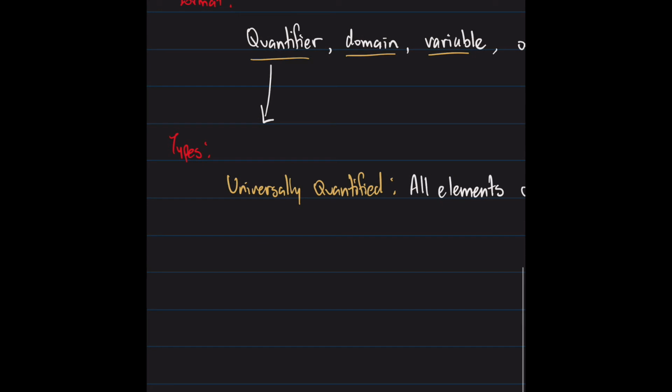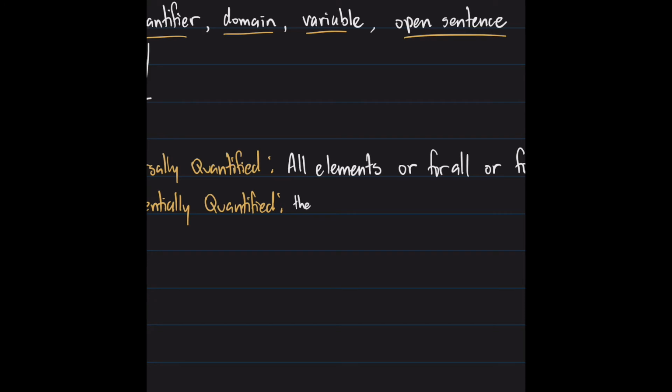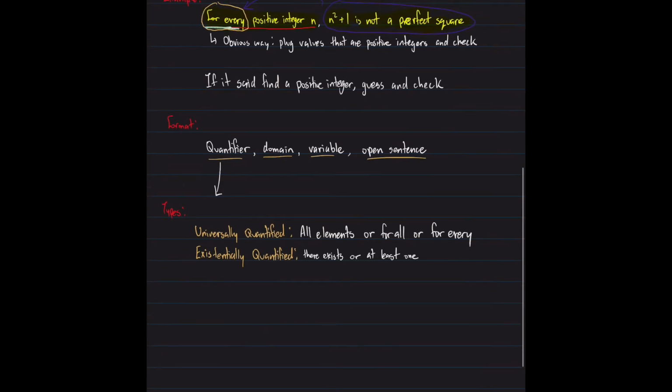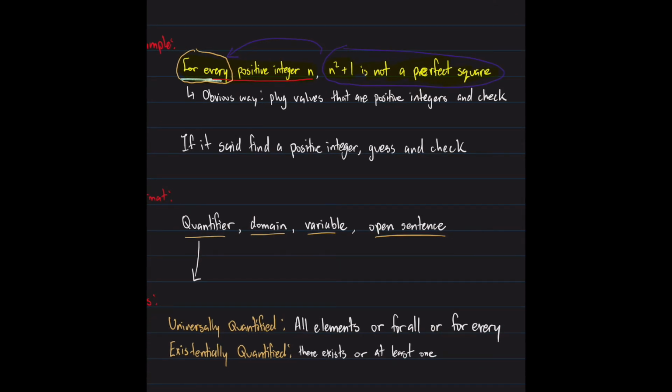Now, what if we wanted to say that it's not for all, but at least for one? Then that's existentially quantified, which means there exists, or at least one. This means it's not necessarily true for all positive integers, but there can be one solution for the positive integer such that this is true. So if this said there exists a positive integer n such that n squared plus 1 is not a perfect square, that would mean there's a possible value for n for which it works.